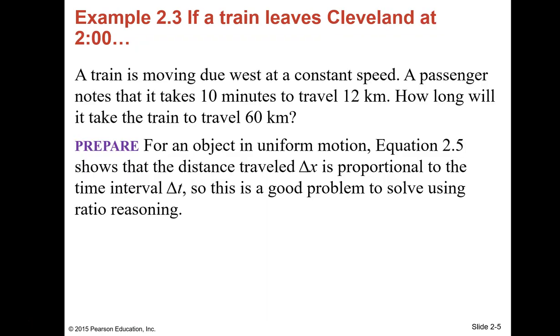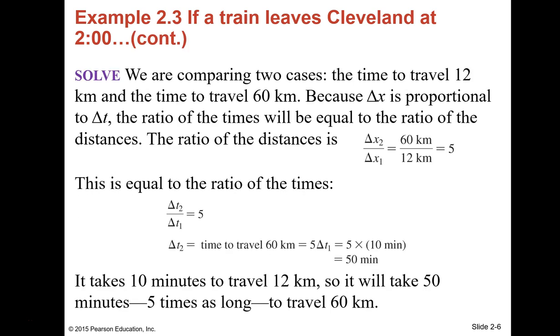A train's moving due west at a constant speed. A passenger notes that it takes 10 minutes to travel 12 kilometers. How long will it take the train to travel 60 kilometers? We're moving at a constant speed, a constant rate of change of displacement, and we know how long it takes to go 12 kilometers. We can figure out how long it takes to go 60 using proportional reasoning again.